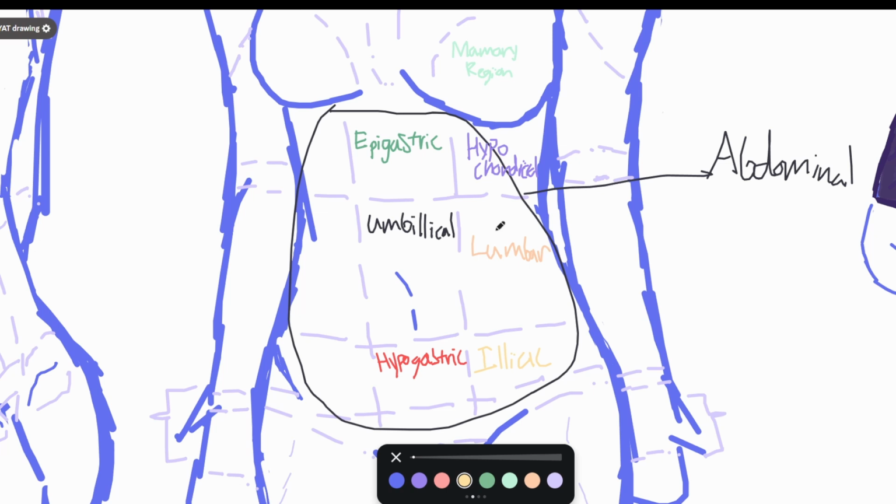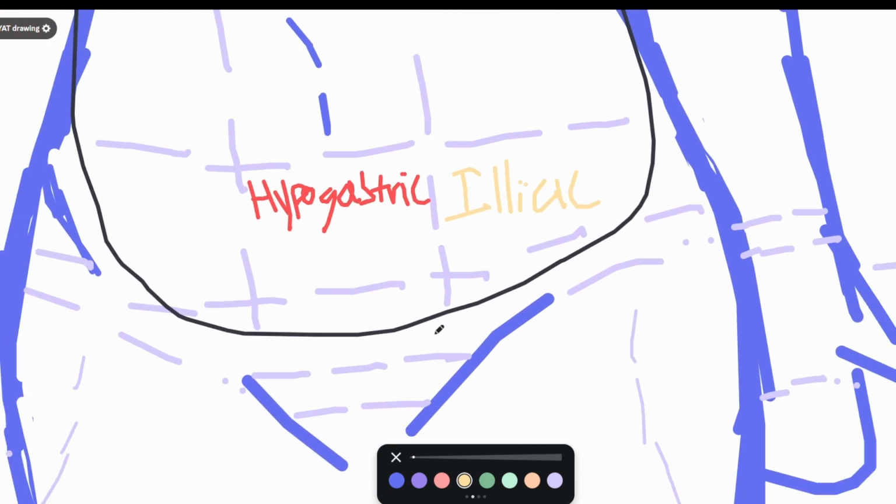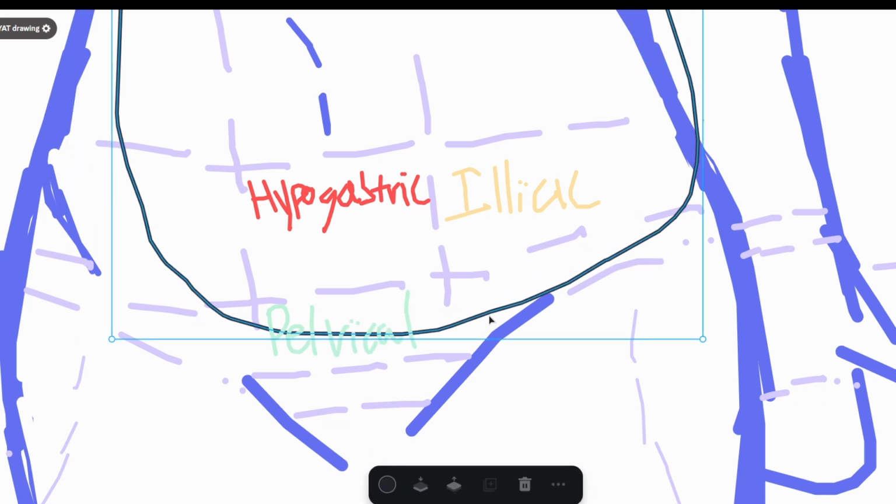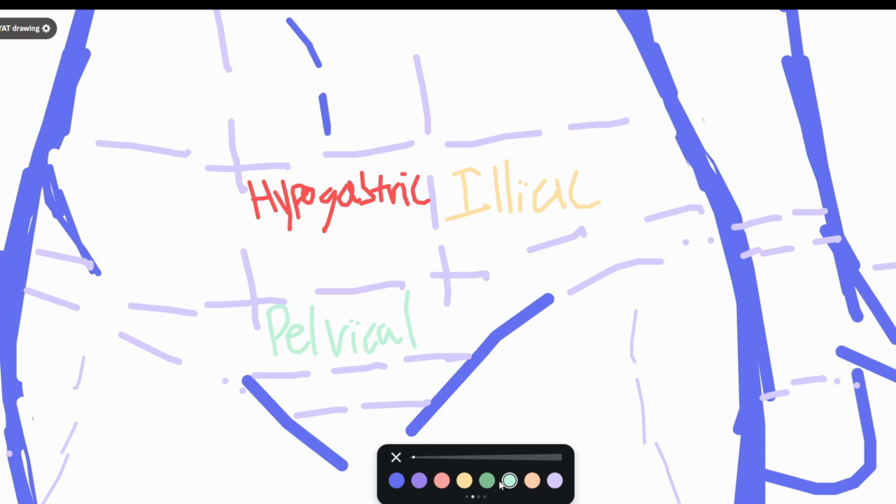Yep. And so down here, now let's move further. We have the pelvic region. Sorry if this area is a little bit cramped. Let me actually delete that. Yep, the pelvic region. And here, down here, you have your inguinal region, which refers to your groin.